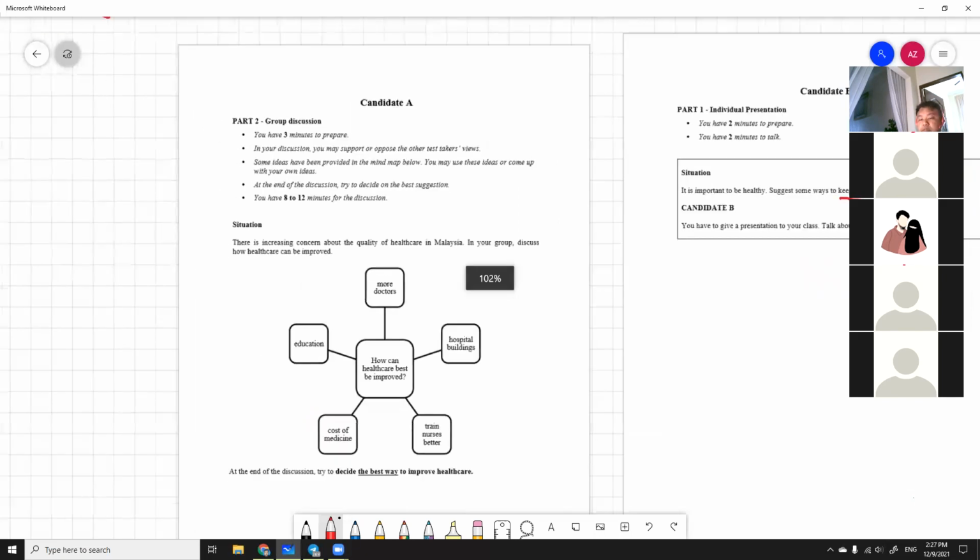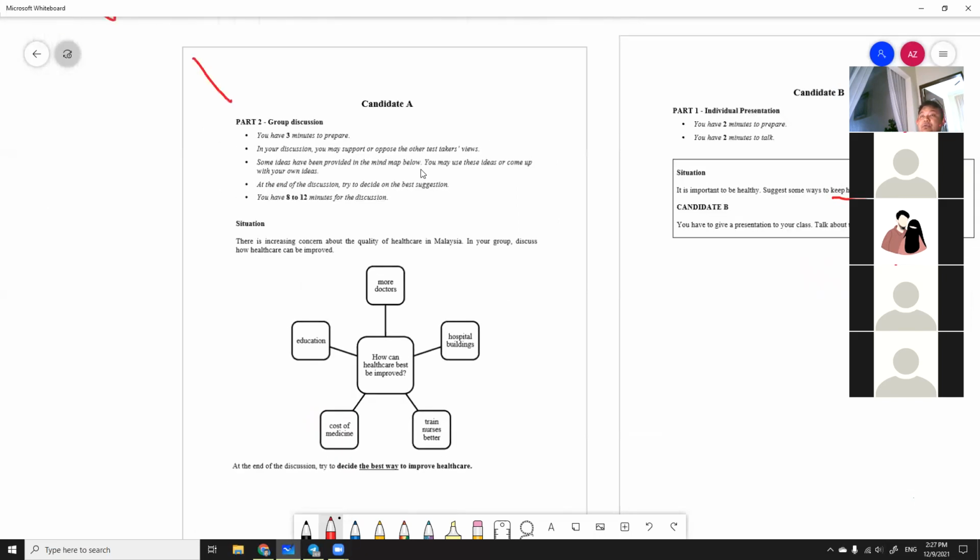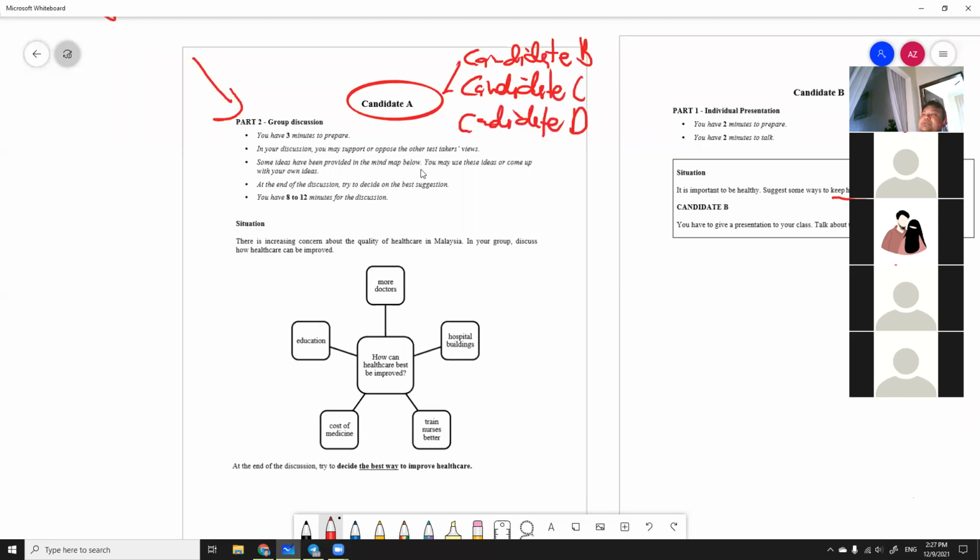Okay, now, so the questions for part two, this is for candidate A. Basically, candidate A, candidate B, candidate C, candidate D will be getting the similar question. Okay, so I'll just type it out over here. This would be similar question for candidate B, candidate C, and candidate D as well.